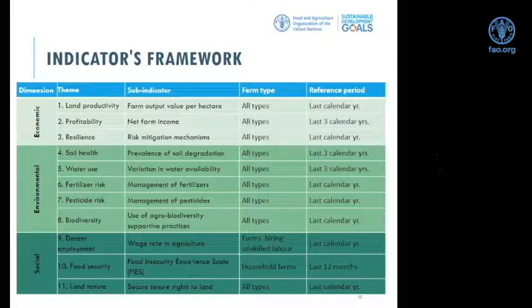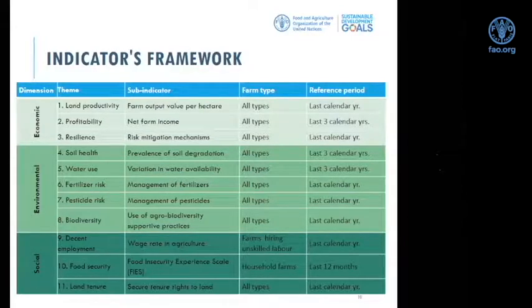Now, as mentioned earlier, the indicator is a multi-dimensional indicator. This slide presents a table or a matrix that includes everything that we need to know about this indicator. Toward the extreme left, you can see the indicator cuts across the three dimensions of sustainability: economic, social, and environmental. Within each dimension, we have a theme.